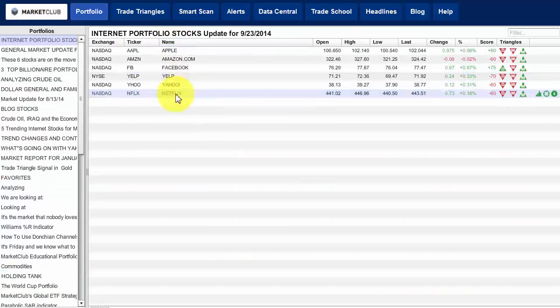So that concludes our positions in our internet portfolio. But again, look at the trade triangles, use them for timing. We give you all the prices of these stocks. Every day we update it when there's a change, and those changes stay in effect till the end of the week normally. So let's see what happens.